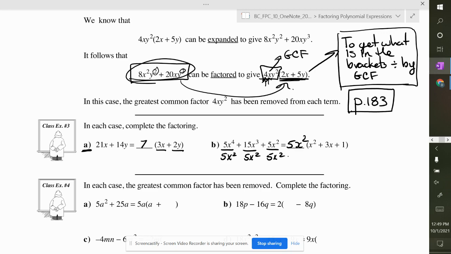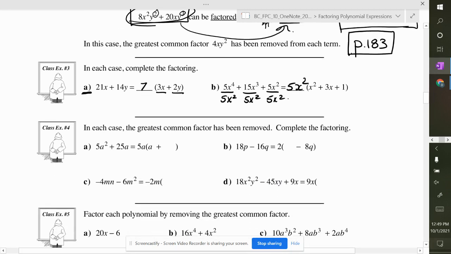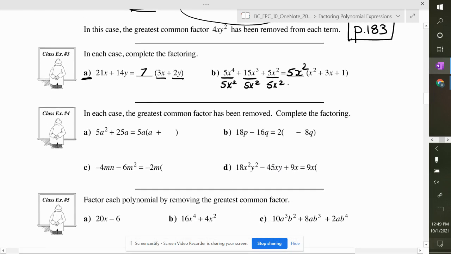All right. So we're going to build this slowly. In this one, they've given us the greatest common factor. It's on the outside. We just have to figure out what's on the inside. So you divide every term by the common factor, the greatest common factor. So what 5a squared over 5a is, they've already told us, a.